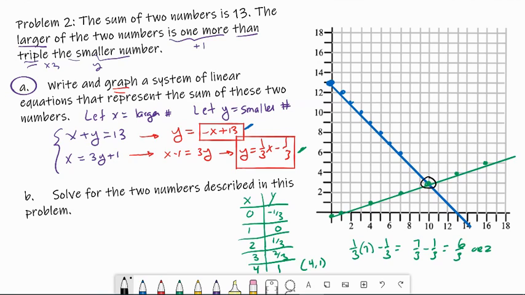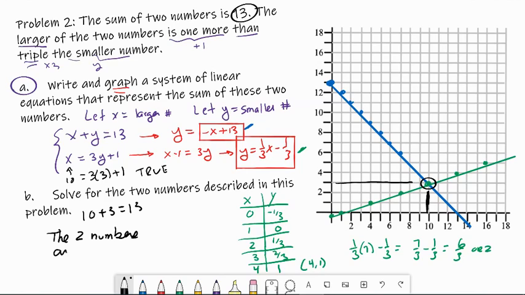And it looks like our graph intersects at 10, 3. So let's see if this works. Does 10 and 3 have a sum of 13? It does. And now we want to know if the larger number is equal to 3 times the smaller number plus 1. So is 10 equal to 3 times 3 plus 1? And yes, that's true. So the two numbers are 10 and 3.